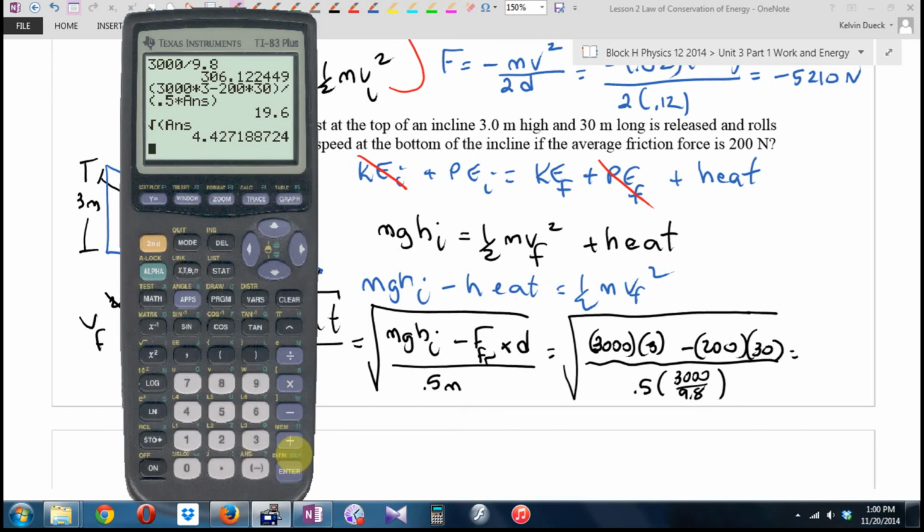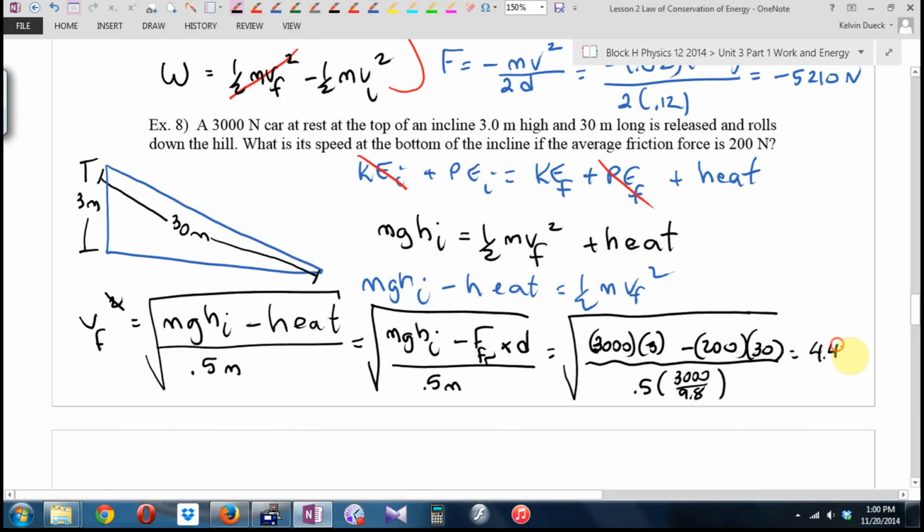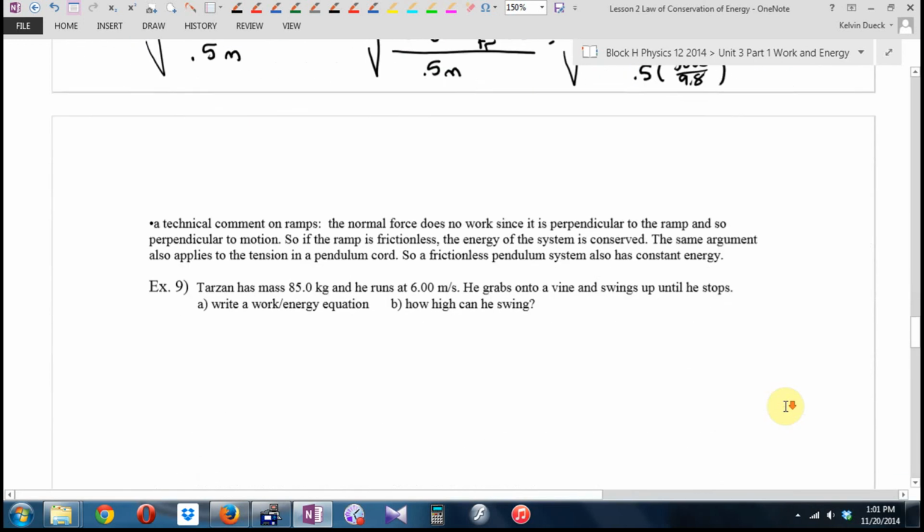Didn't feel like trying it? Okay. What? 4.43 what? Meters per second. Is it 4.43? Yeah. You guys got that? So this gives you some ways that I can combine work, the law of conservation of energy, and the work energy theorem. I'm going to pass on Tarzan.